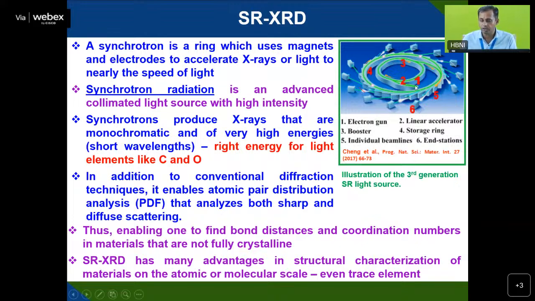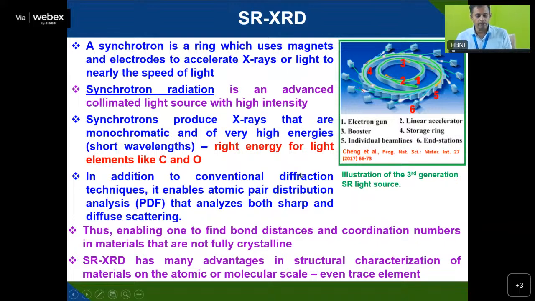Here you can see the different parts I identified. One, you have an electron gun, and then you have a linear accelerator, and a booster. Then your storage ring, where the electrons will be stored, and then an end station where the beam comes out and you can do your analysis.